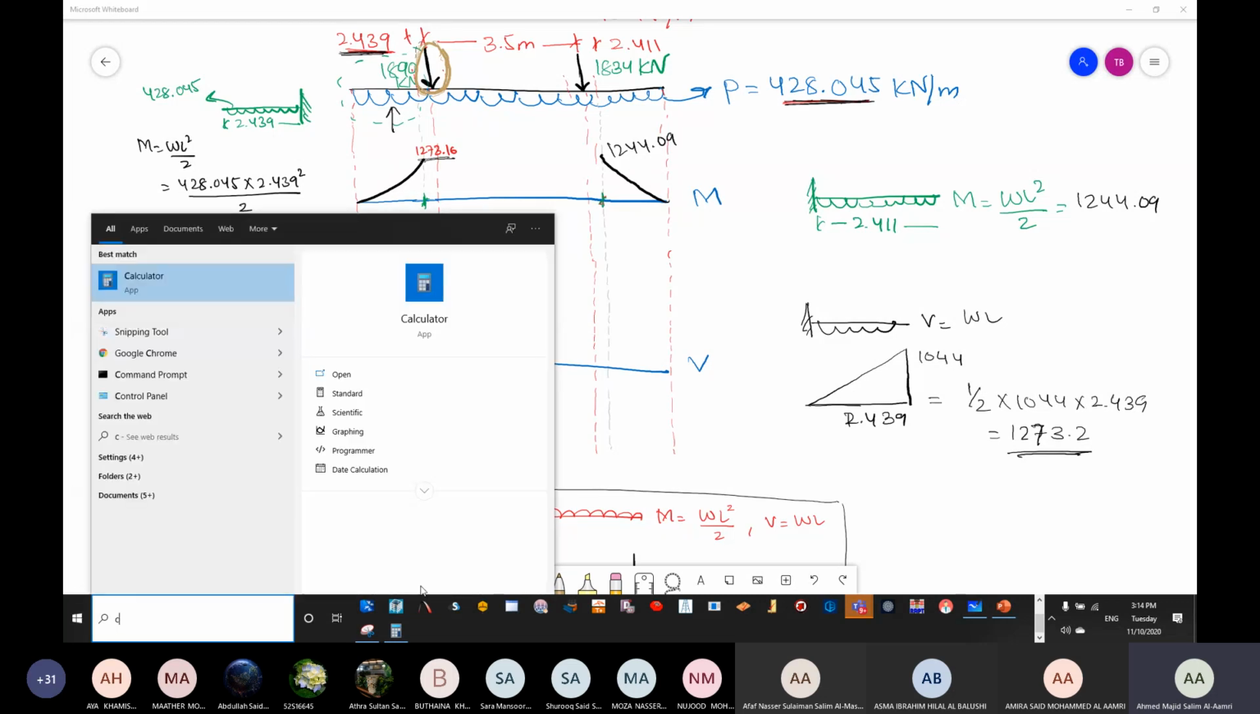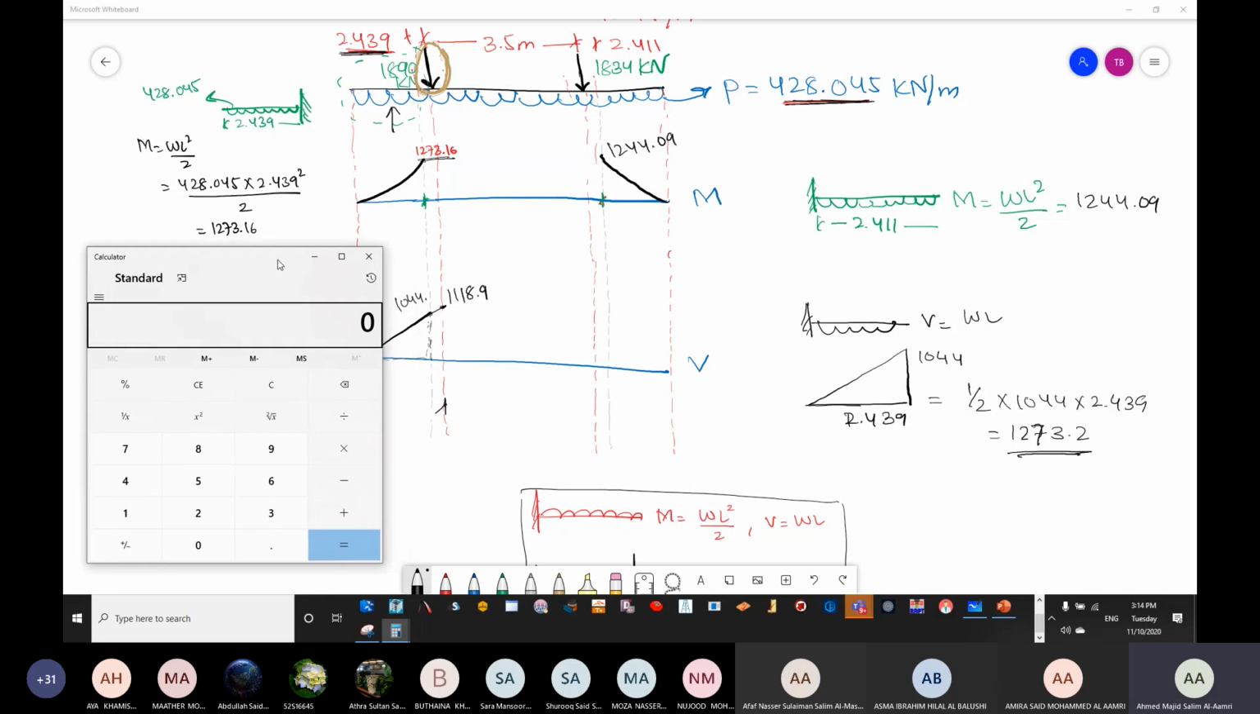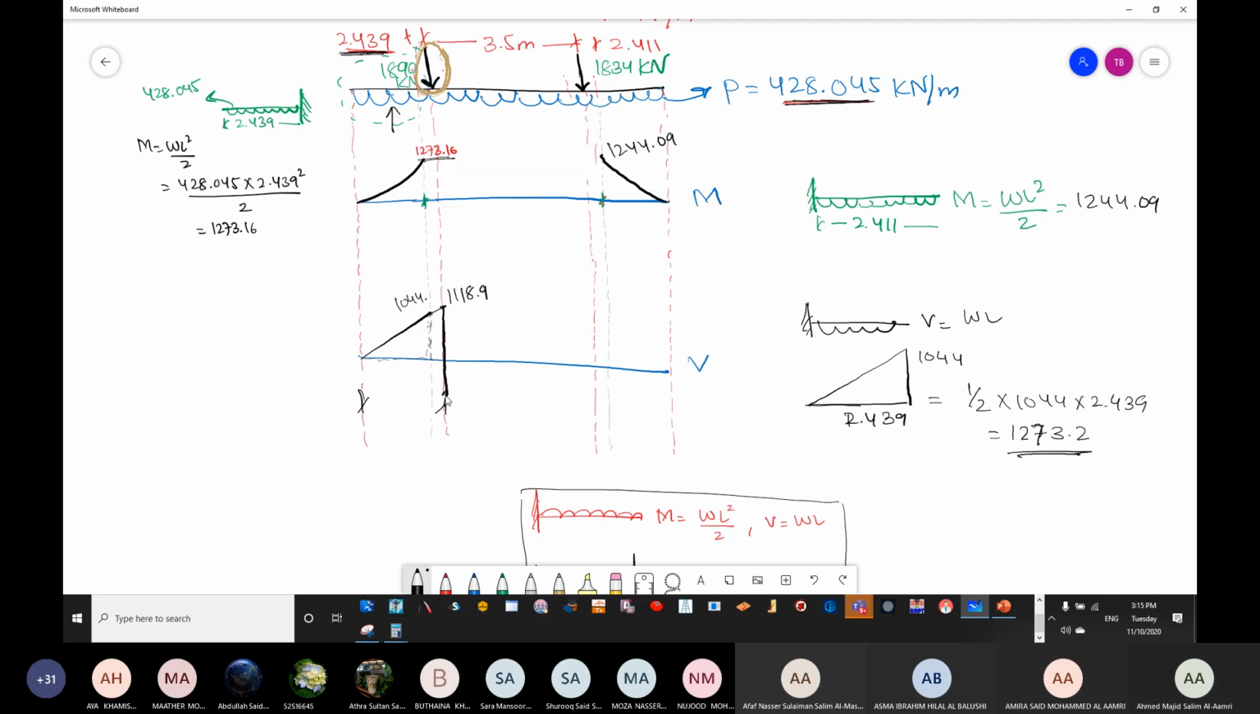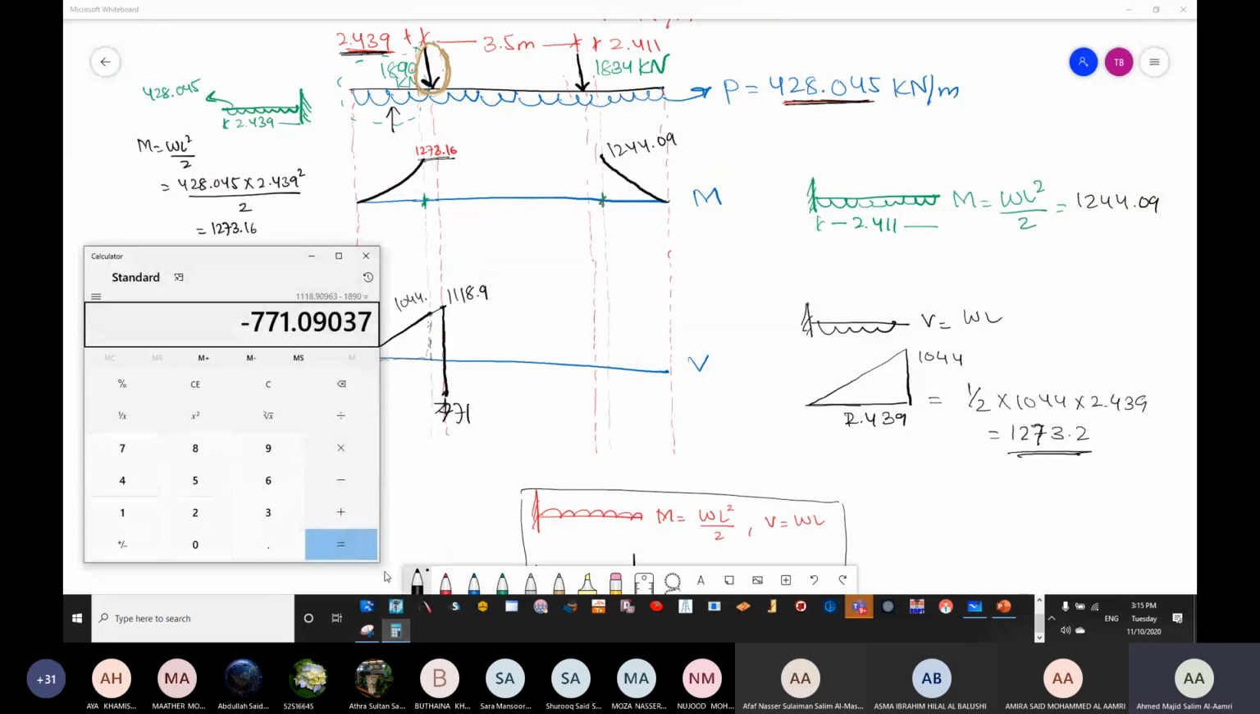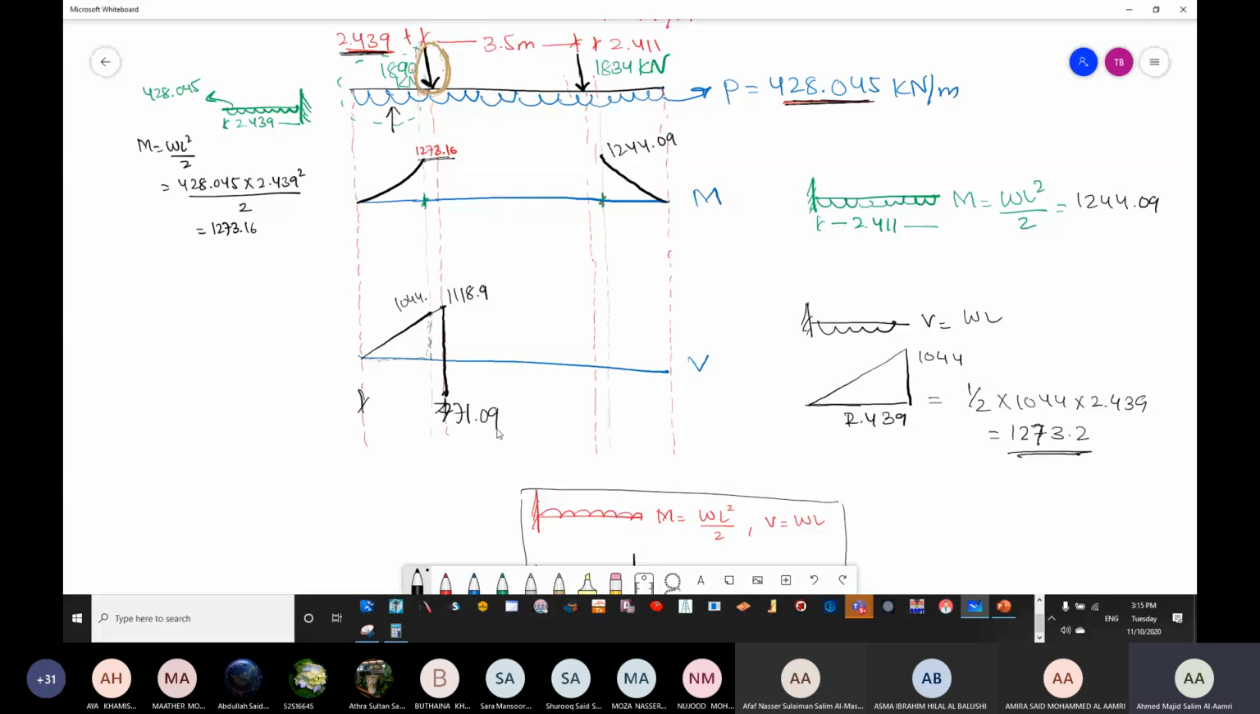Let me use my calculator with you so you can see as well. Okay. So what I had, 2.439 plus 0.75, I multiplied it by the pressure. It's 1118.9. This is going up, and then we have a point load going down. So I'll just have a minus sign, and then the loading, which is 1890. So this is going to go for 771.09. The negative represents downwards.